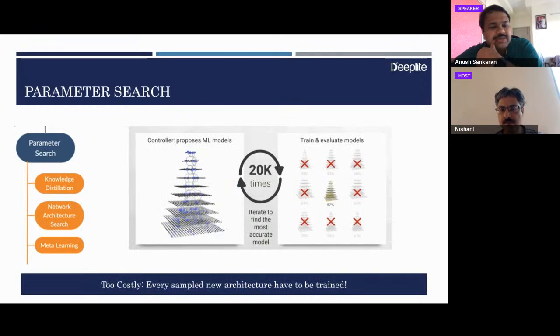Okay. So in this whole space of parameter search, the problem that we have is that the search space is so large that it takes us so much time to search for the best architecture that will help us with the constraints that we have, and it is very difficult for us to search for a good model in a practically limited amount of time.